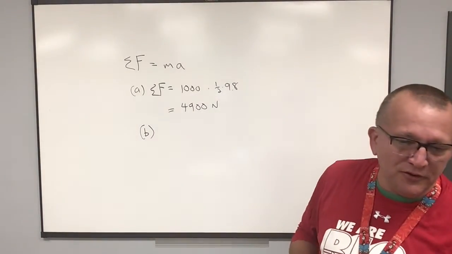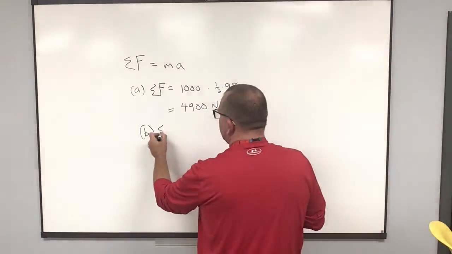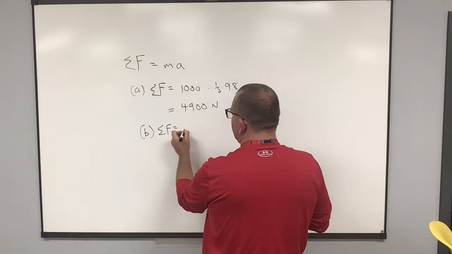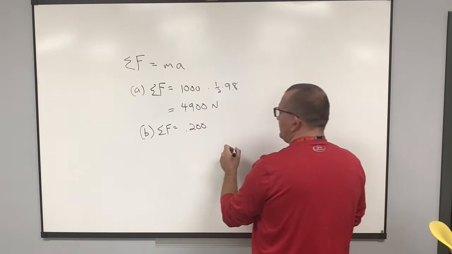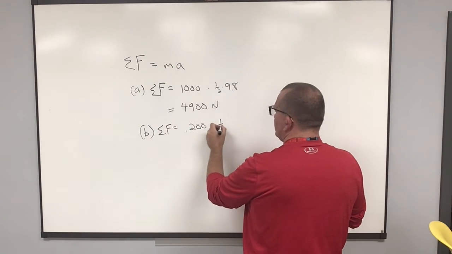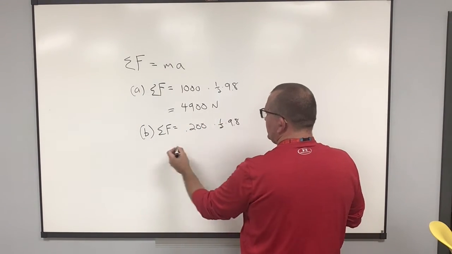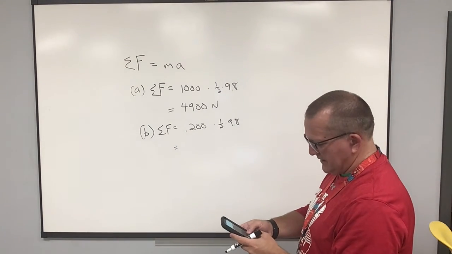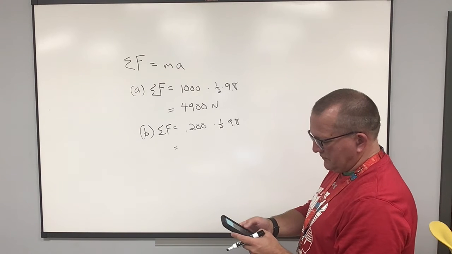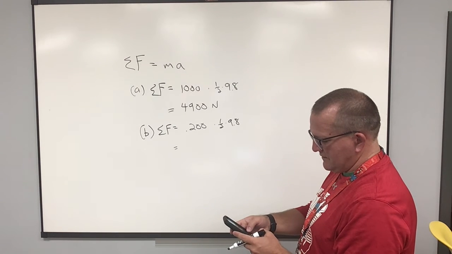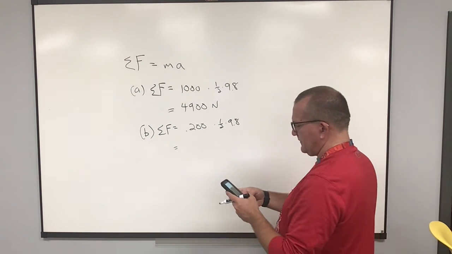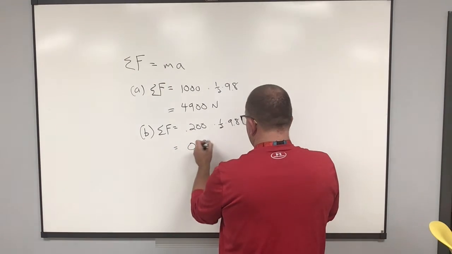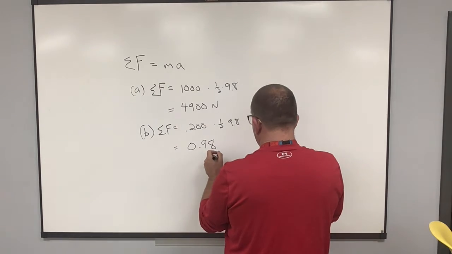B says we have a 200 gram apple at the same rate. Now we want to put 200 grams in kilograms, so move the decimal 3 to the left, 0.2, times 1/2 times 9.8 equals 0.2 times 0.5 times 9.8. I get 0.98 newtons.